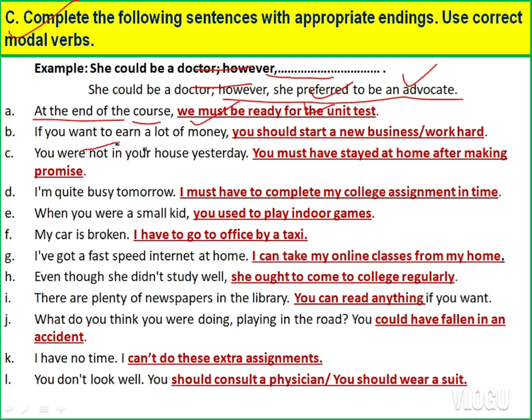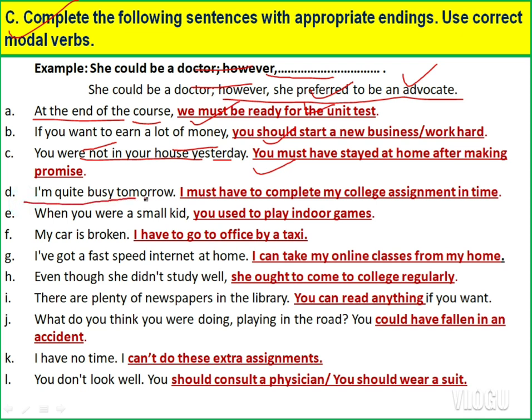If you want to earn a lot of money, you should start a new business or you should work hard. Yes, you have to work hard. If you were not in your house yesterday, what must have happened? You must have stayed at home after making a promise. You had promised, you should stay at home.